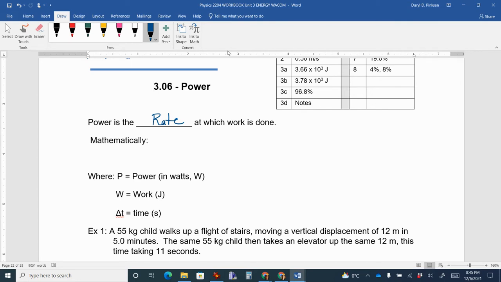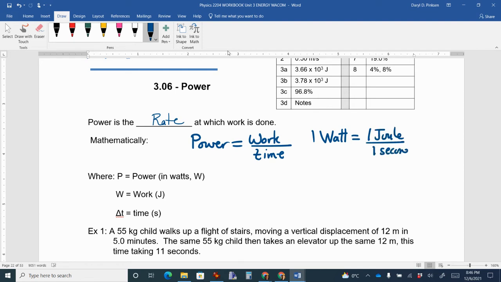So here's what we say: the power is equal to the work done over time. So if the time is shorter, you're going to have more power. And the way that this works is 1 watt. That's the unit that we use for power, is watts. 1 watt is 1 joule of work in 1 second.